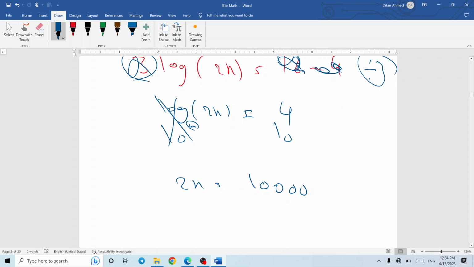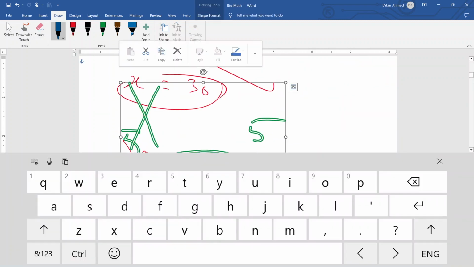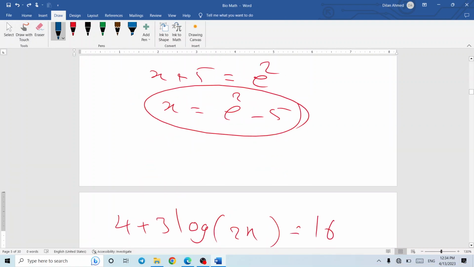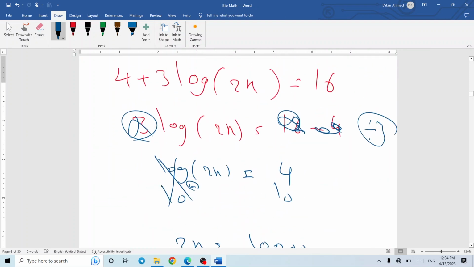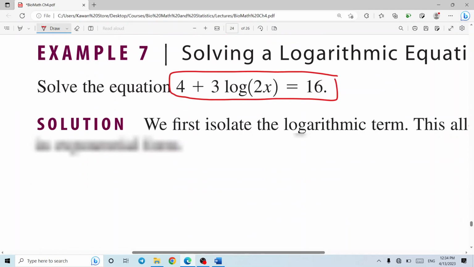Am I right? 10 to the power 4 means 4 zeros. So x will be what? 5,000. Okay? Do you have any problem with it? The important thing was what? Do not forget, write your hint. What did we do? We took the 4 to the other side, isolated the log term, then we took the exponent. We did the raising up.